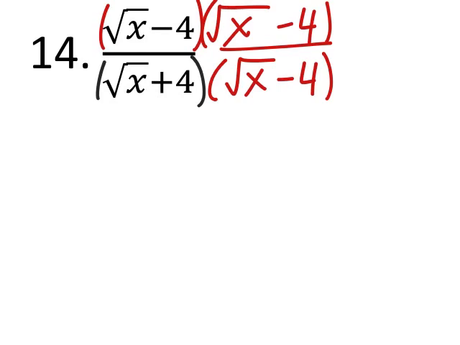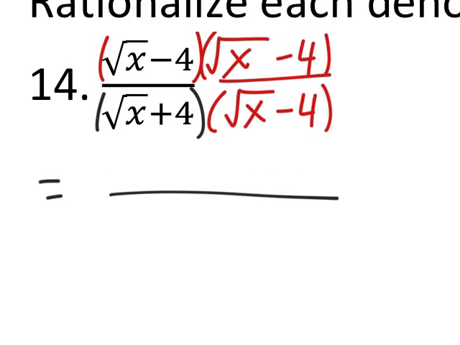So, working this out, I'll go ahead and just do this right here. I'm going to work in the numerator, so let's give ourselves some space. Square root of x times the square root of x is x. Square root of x times negative 4 is a negative 4 square root of x.